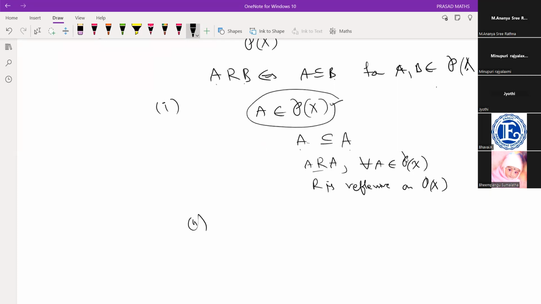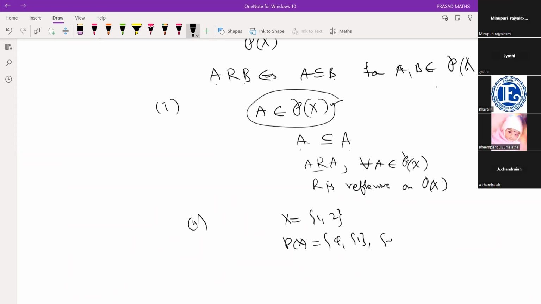Question: is it symmetric? Suppose not; it need not be symmetric. Suppose you take X equals {1, 2}. What is my power set? Empty set, singletons {1}, {2}, and {1, 2}. So I can take A equals {1} and B equals {1, 2}. Already you know that A is a subset of B, yes or no? Because A is my singleton set and B is {1, 2}, clearly A is a subset of B.